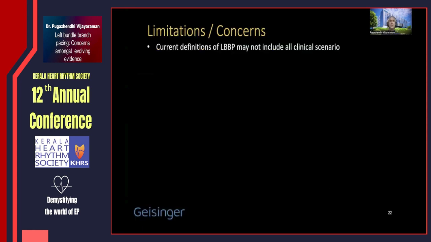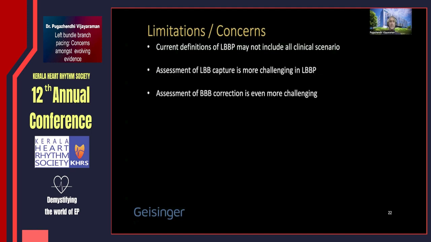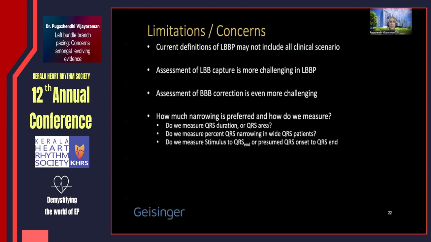My concern about the limitations is that current definitions of left bundle branch pacing may not include all clinical scenarios. Assessment of left bundle branch capture is more challenging, and assessing bundle branch correction in left bundle branch block is even harder. Then you have to discuss how we measure QRS duration and how much narrowing is necessary. Is QRS narrowing an acceptable endpoint in left bundle branch pacing? In many cases, it's not. And do you measure from stimulus to QRS end or presumed QRS onset? I would strongly urge you to use stimulus to QRS end for the sake of uniformity.